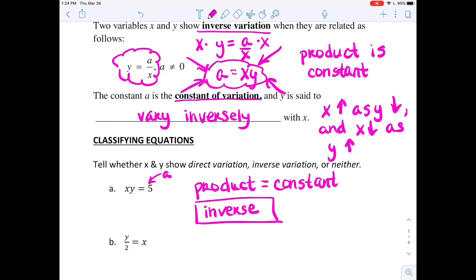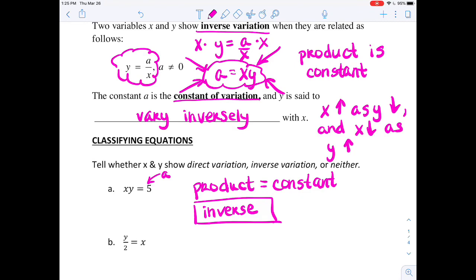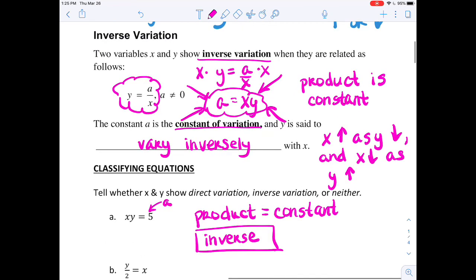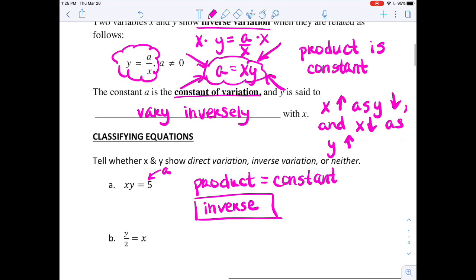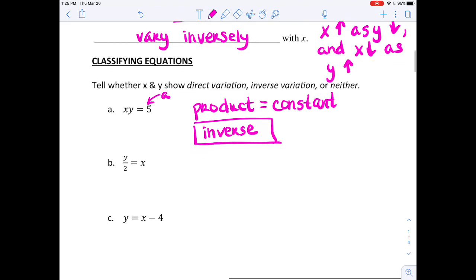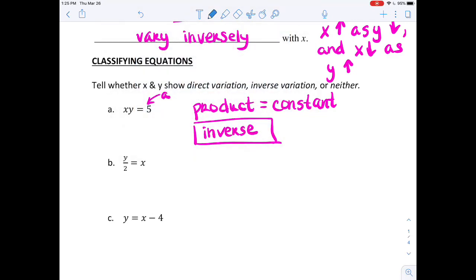All right. This next one, we've got x and y on different sides right now, and we can go from this particular version of the equation and rearrange it to get x and y on the same side. So let's do that. The first thing that I'm going to do is I want to move the 2 over to the right. So I am going to multiply by 2 in order to move it.